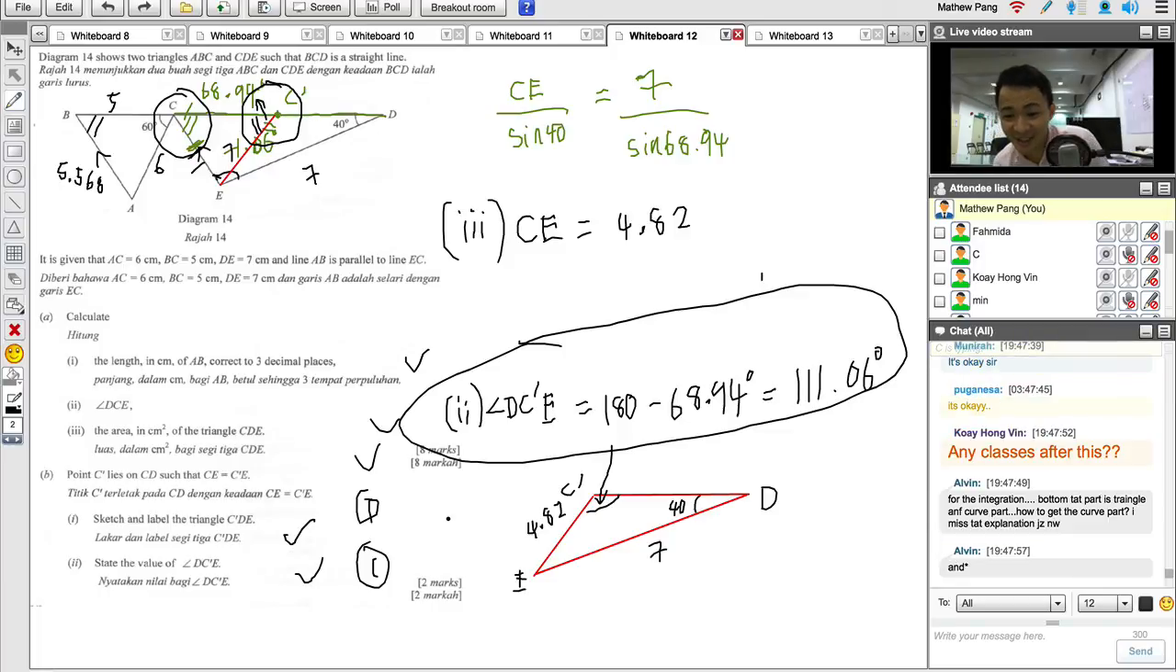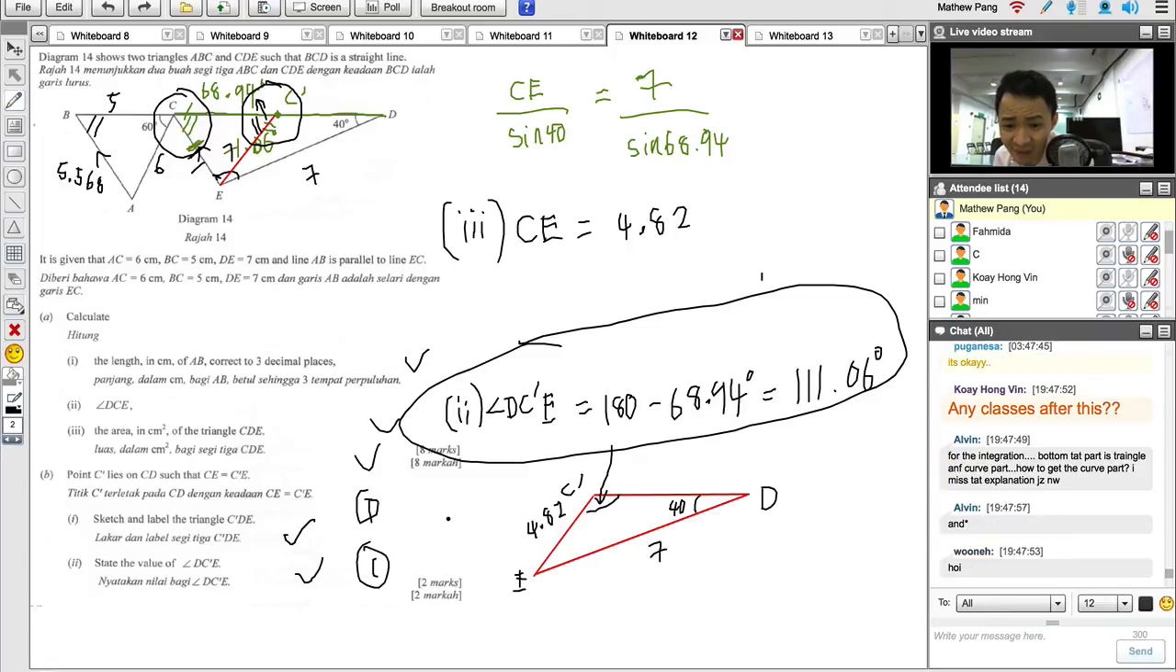For the integration, the triangle part at the bottom of the curve, how about the curve part? You missed the explanation. The part you missed, please watch the replay, Alvin. And Alvin, I will see you on Monday, right? You can ask me on Monday.